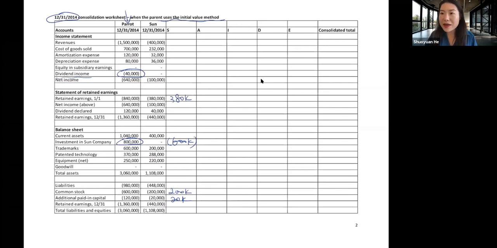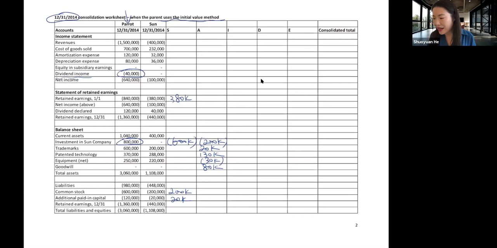And A is the same as before as well. We use it to mark up the subsidiary's book value to fair value and to recognize goodwill if there's any goodwill. The subsidiary has a trademark, the difference is 20,000. Difference between fair and book value. Patented technology, the difference is 130,000. Equipment has a difference of negative 30,000, and there are 80,000 of goodwill, and we decrease the investment account by 200,000 accordingly.